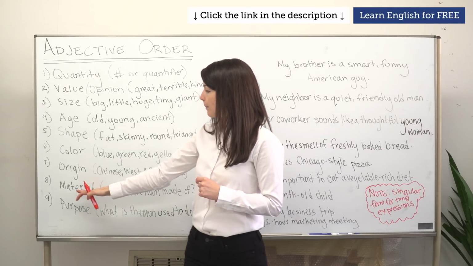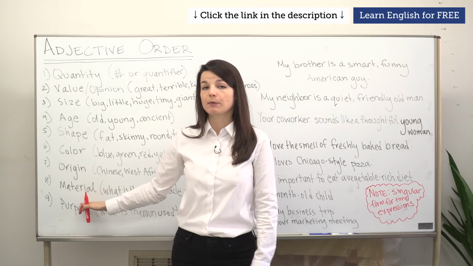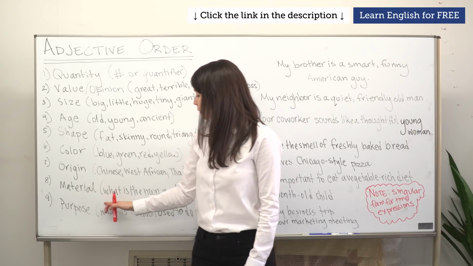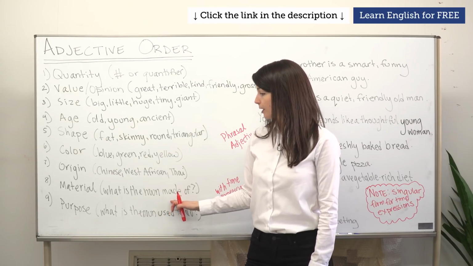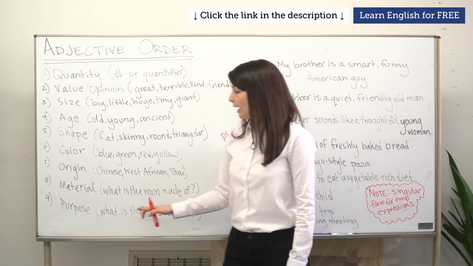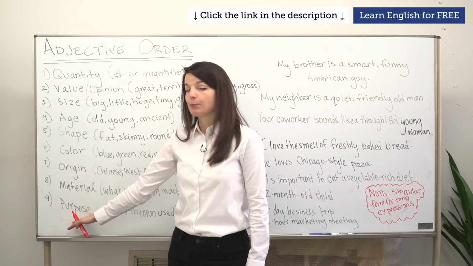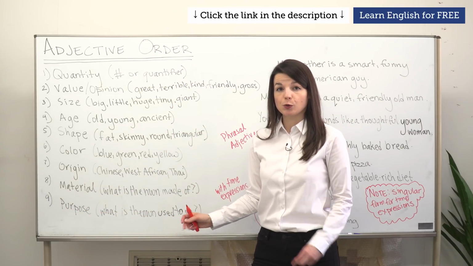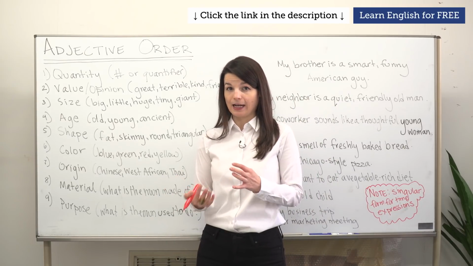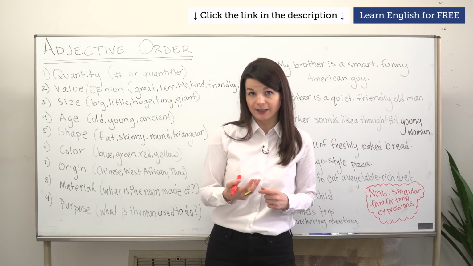The next category, material. Material can mean many different things. In other words, what is the noun made of? So we can talk about the material. And finally, number 9 is purpose. The purpose means what is the noun used to do, or why do you need this noun? So what is the purpose of the noun?